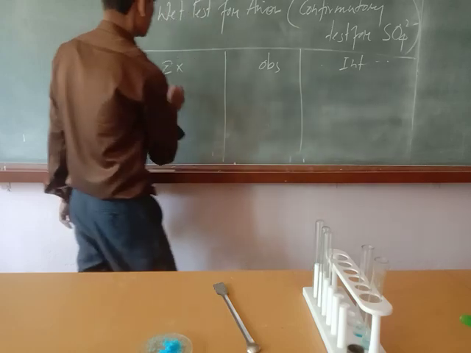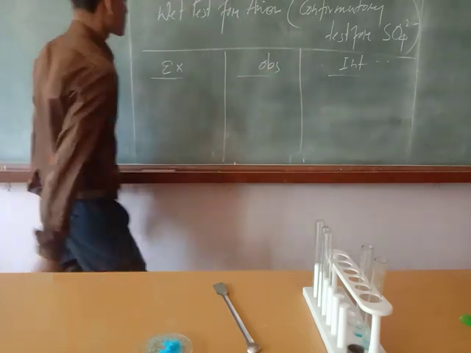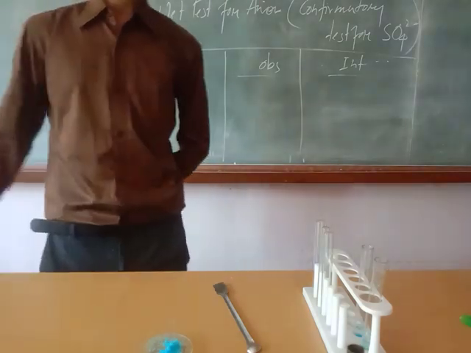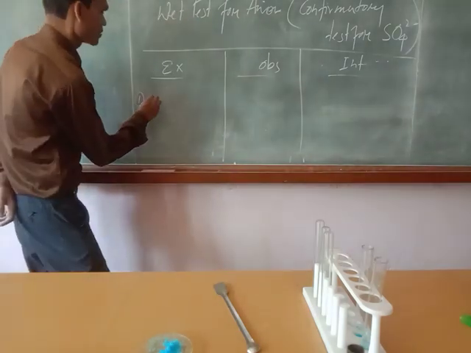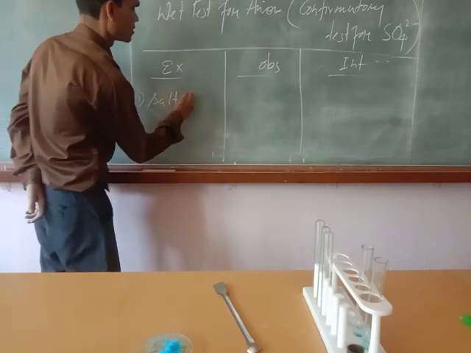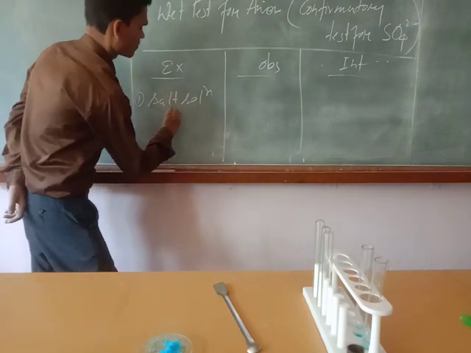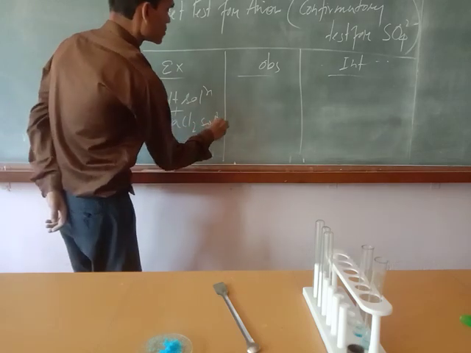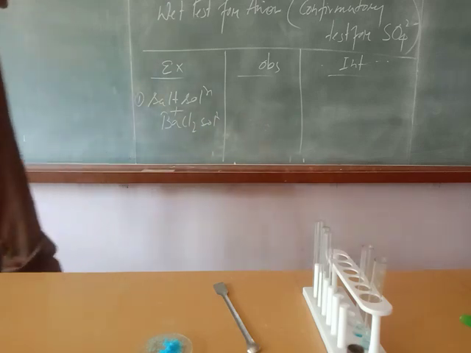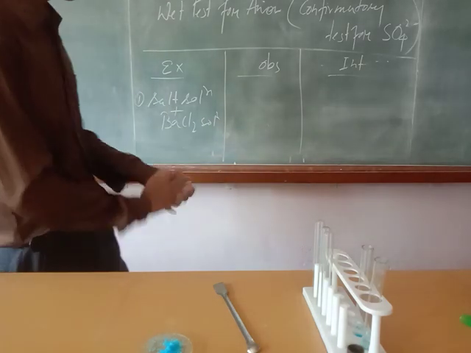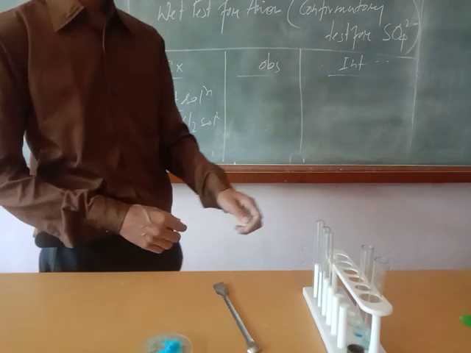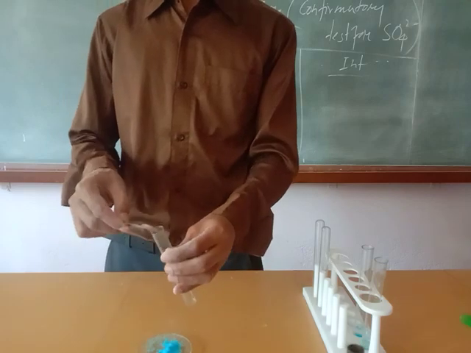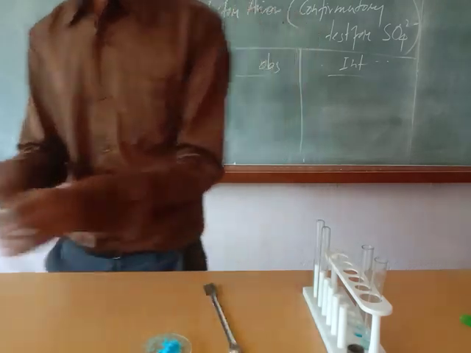In the experiment box you write salt solution plus BaCl2 solution. This means we need to prepare salt solution. So we have to perform this barium chloride test. We need to prepare here salt solution. Take salt, then you put water.